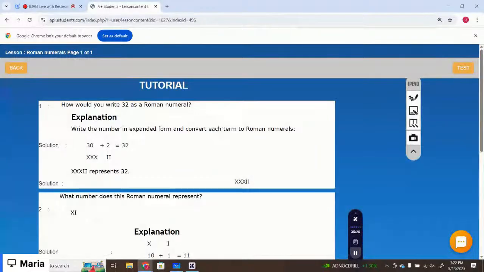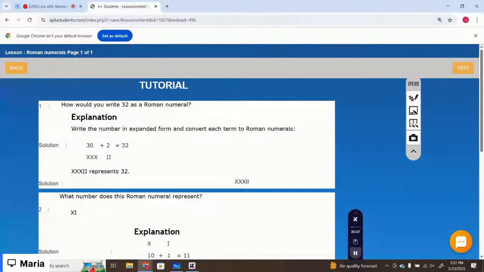Now, Roman numerals are another way to represent numbers, like you represent a number in word form, number form, and the third one, Roman numerals, right? That is just another way to represent the number.